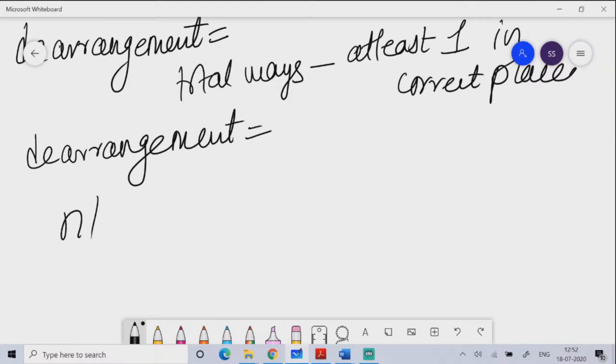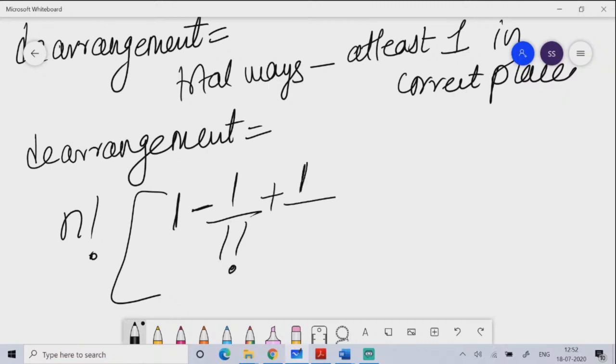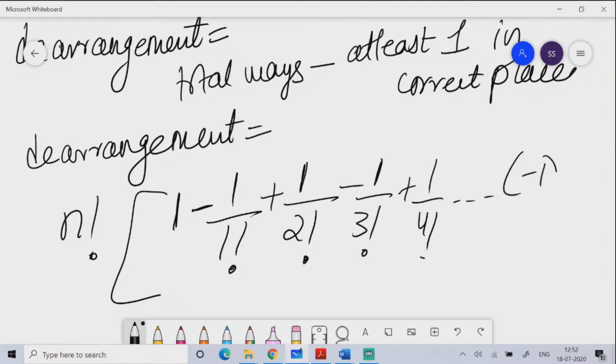When you talk about derangement, the formula of derangement is n factorial times 1 minus 1 by 1 factorial plus 1 by 2 factorial minus 1 by 3 factorial plus 1 by 4 factorial, till minus 1 to the power n by n factorial. This is called derangement.